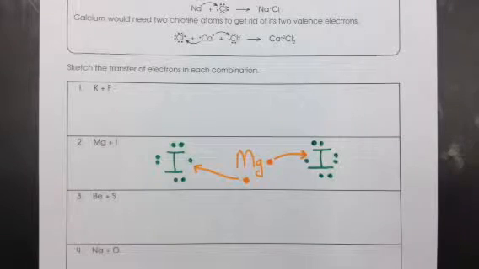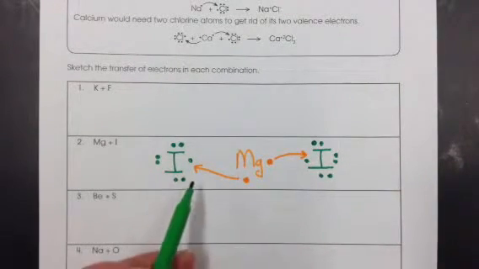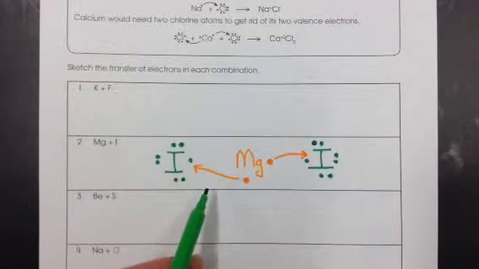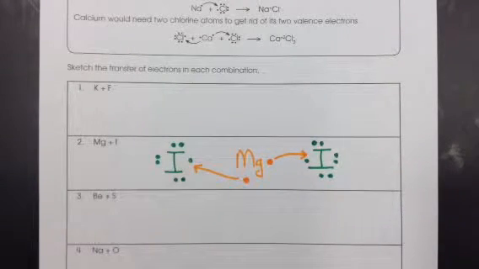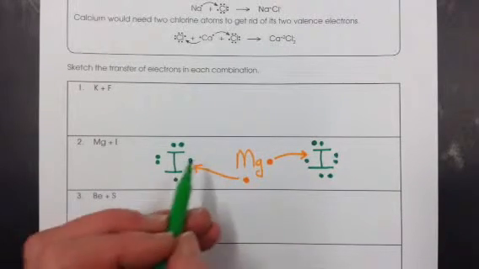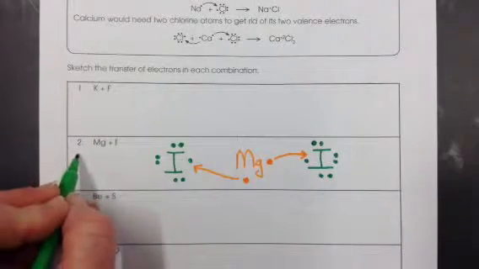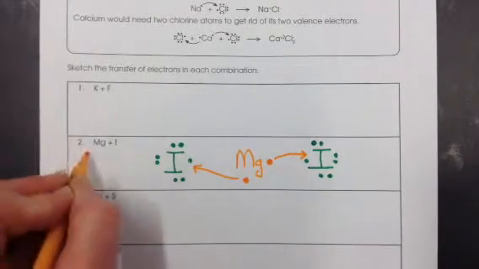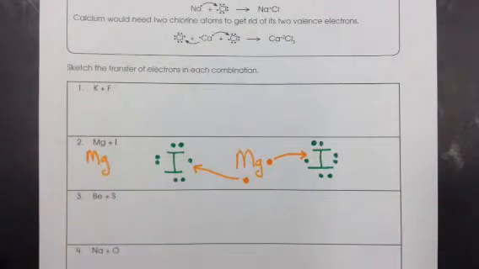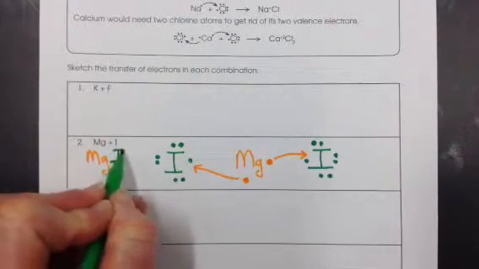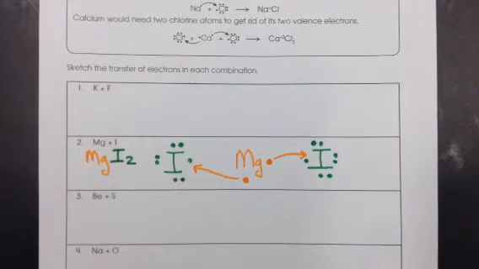So how we write the formula, how we know what's going to happen, is we count up how many atoms of each element we need to satisfy the octet rule in both the atoms. So I need 1 magnesium. You always put the metal first, Mg, and 2 iodines, I2. And that is the formula, magnesium iodide.